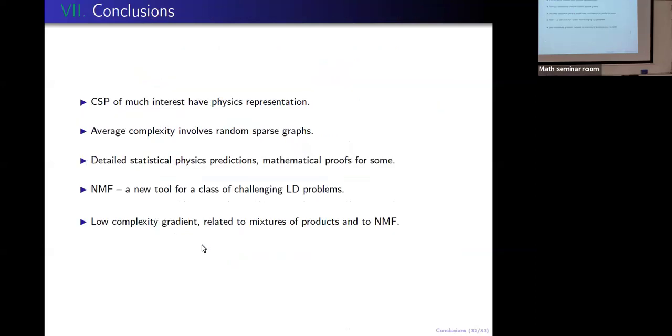And as before, the first part of the lecture was about different fields of science. And let me just summarize the lecture. Constraint satisfaction problems of much interest have physics representation or statistical physics representation. Average complexity involves studying random sparse graphs. There are detailed statistical physics predictions. There are mathematical proofs for some of them. There are many which are not proofs, so lots of more work if you want. Naive mean field approximation is a new tool for a class of challenging large deviation problems. I may add, coming also from statistical physics. Low complexity gradient, related to having mixtures of products, is an approximation to your measure, and also to naive mean field approximation. And the whole thing is connected because it's all related to Gibbsian measure going back 200 years, almost 50 years.